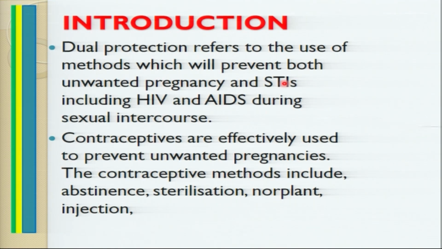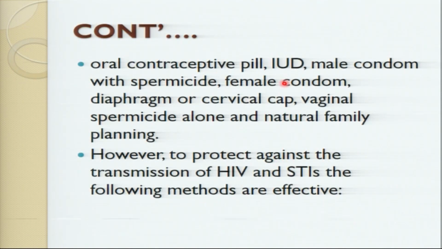You get the point? Contraceptive methods include abstinence, sterilization, implants and also injection. All these can be used to prevent unwanted pregnancies and even STIs, especially HIV/AIDS. Some methods are taken orally through the mouth. These are called oral contraceptive pills.